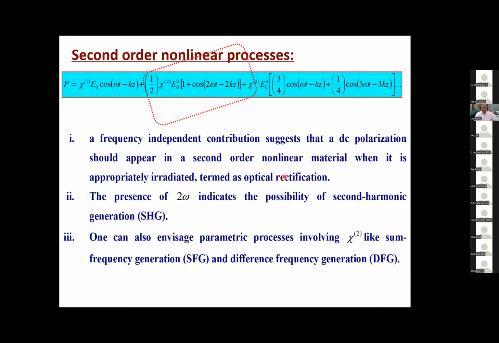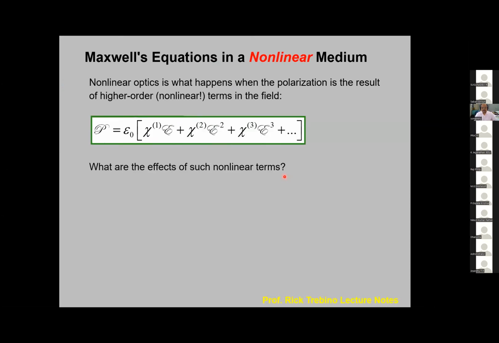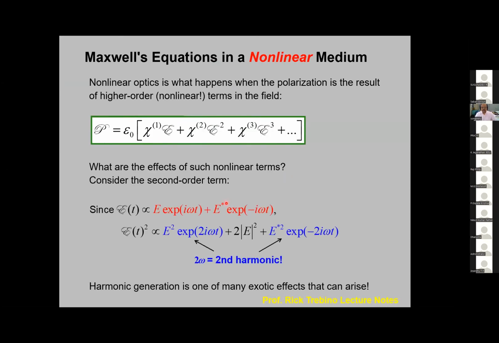So I'll skip this introduction again. You see that we have chi2 and chi3 now. And when you put in an electric field, which is a sum of sines and cosines, what you get is terms which will have second harmonic terms, 2 omega terms, whereas you're pumping in with only an omega term.